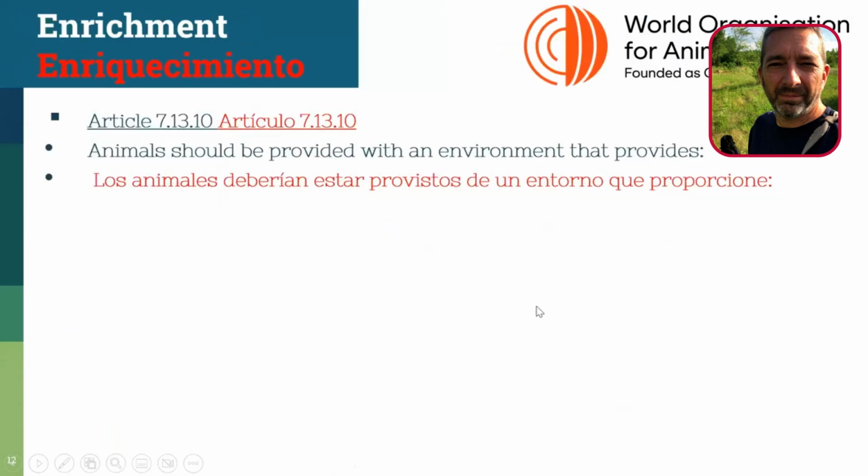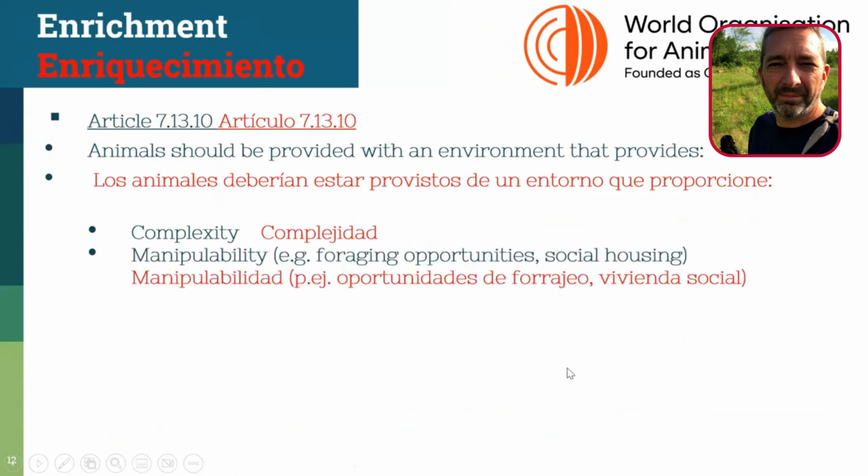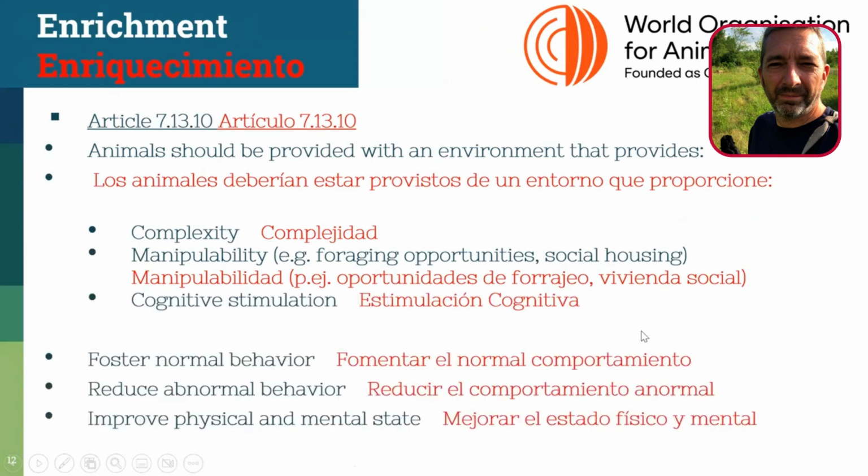And then, of course, it is within the Terrestrial Code. So when we move to Article 7.13.10 from the World Organization for Animal Health, we find that animals should be provided with an environment that provides complexity, manipulability, it's always a difficult word to say, cognitive stimulation. And the purpose of this is to foster normal behavior, improve physical and mental state.